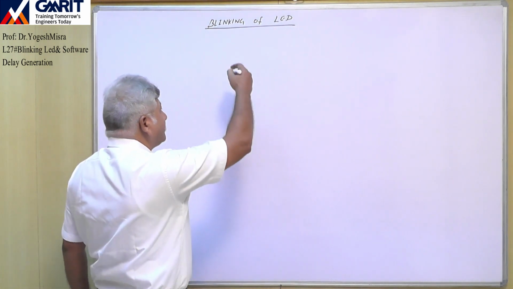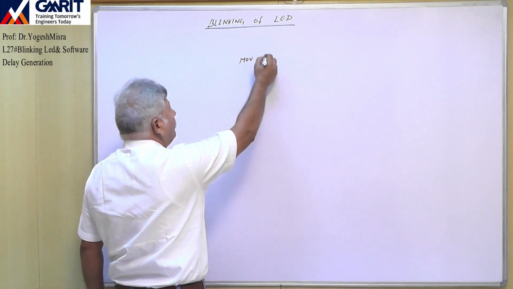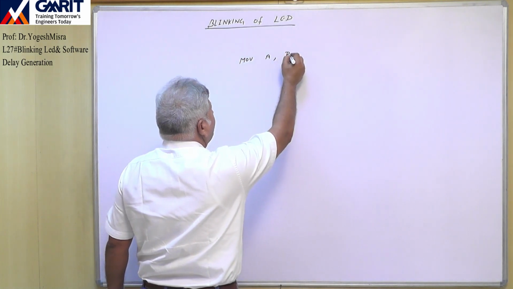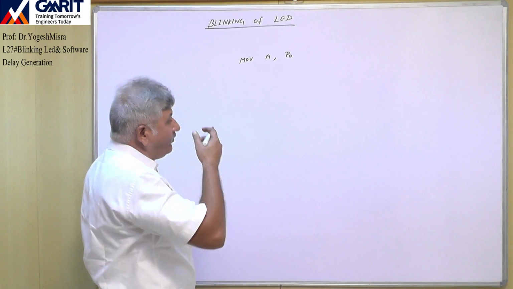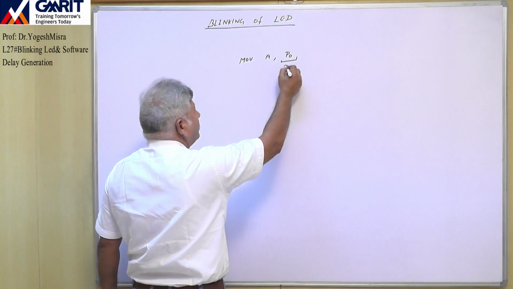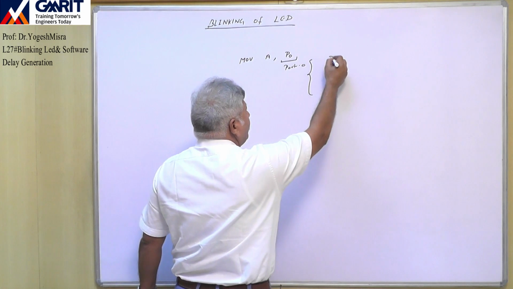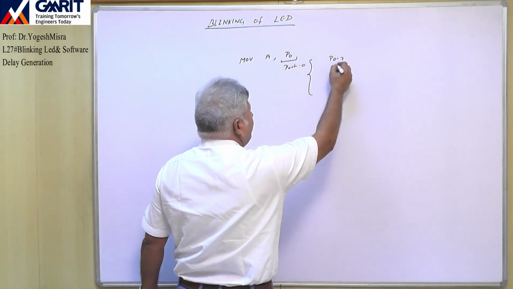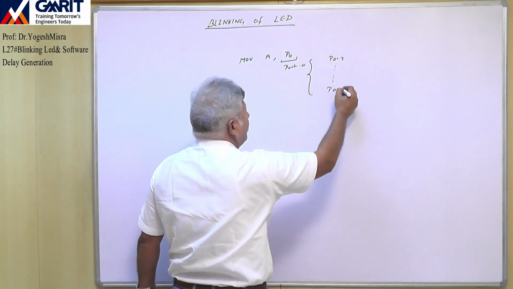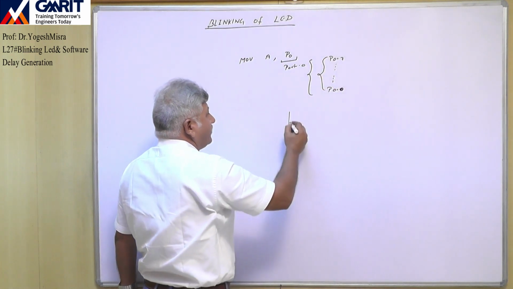For example, suppose we write this instruction, MOV A, P0. The purpose of this instruction is to take whatever is there in port 0, all the 8 pins of port 0, that is P0.7 to P0.0, all these pins. So this is our controller.